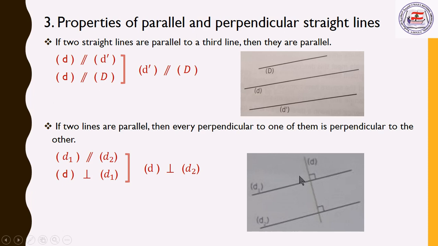What about D and D2? If I continue the line, it will also be perpendicular to D2. Then, if two lines are parallel, and D is perpendicular to one of them, D1, it will be perpendicular to D2 also. It will continue and be perpendicular to D2 also.